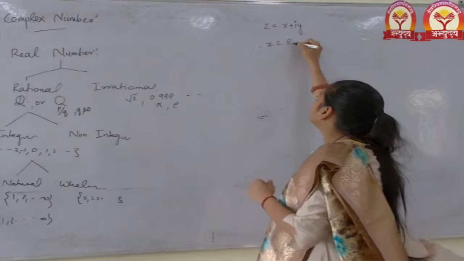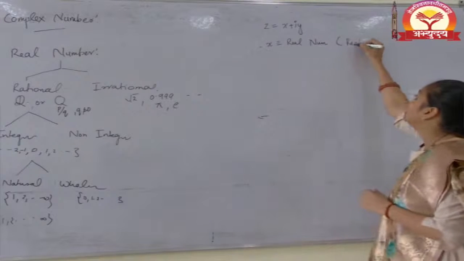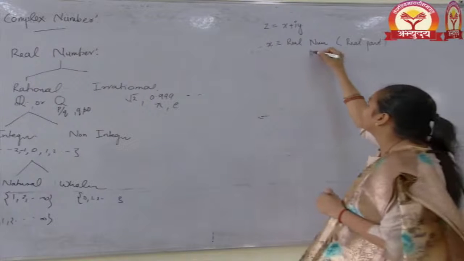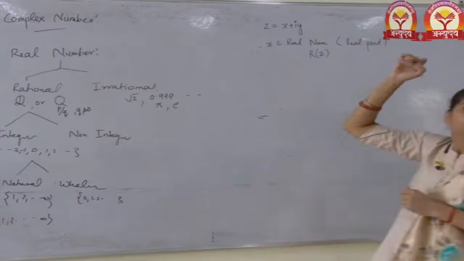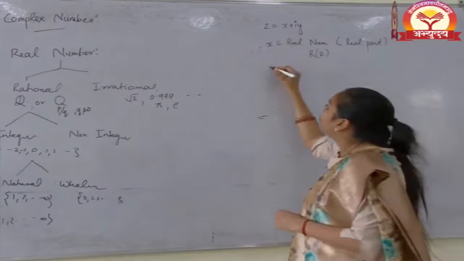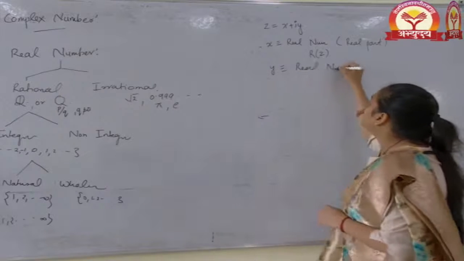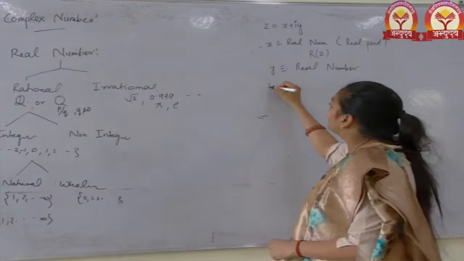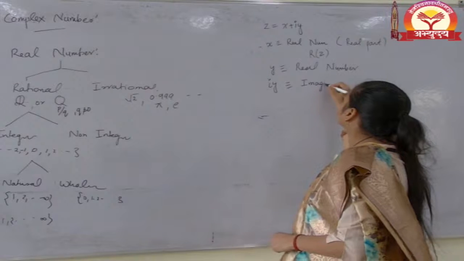x is what? Real number, or you can say real part. In short, you can say Re of z, the real part of this z. Now, y is what? Again, real number. And iy is what? That is the imaginary number.